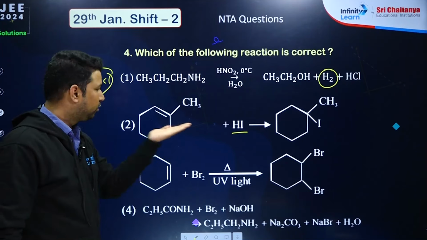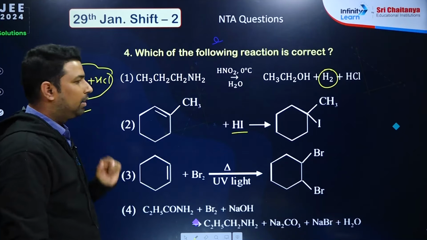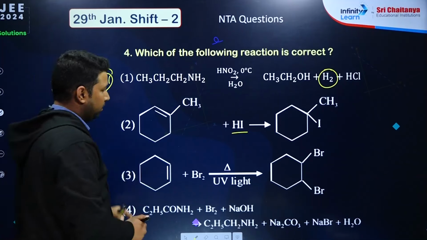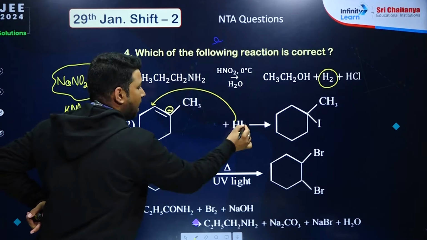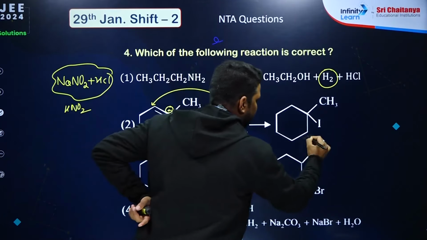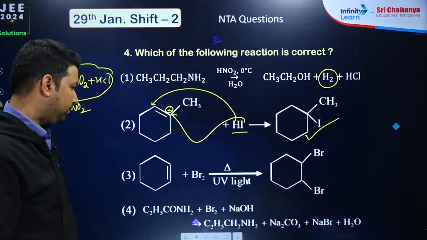HI, reaction of hydra acid with alkene. Simply electrophilic addition reaction. Carbocation will form. H plus will attack on that carbon. Carbocation will form, then I minus attacks on that carbon. This is the correct product.